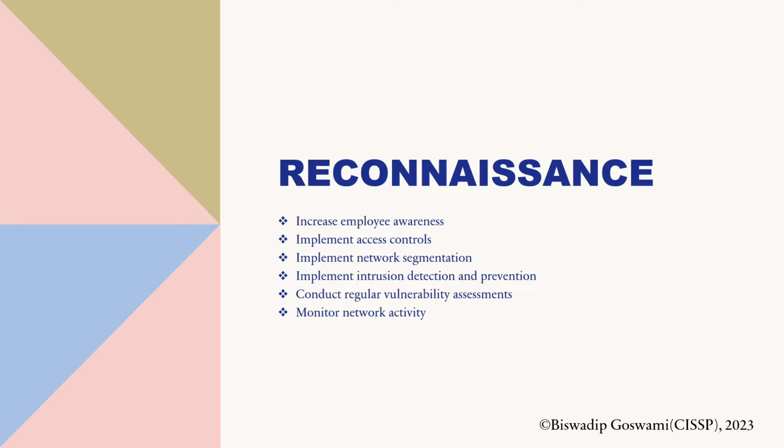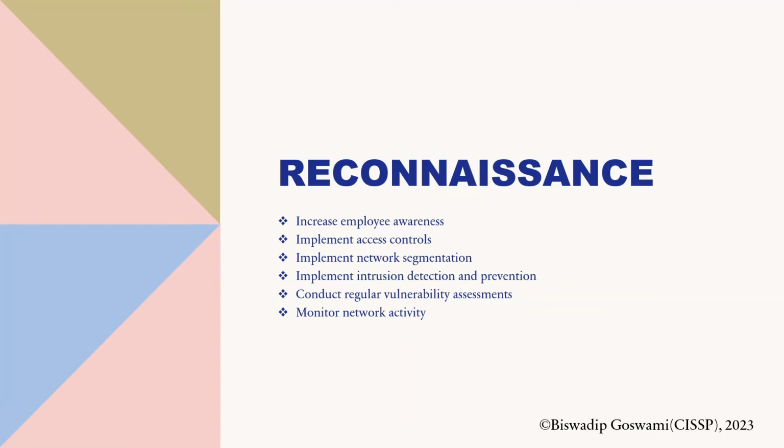The first step in mitigating reconnaissance is to train your employees to be vigilant and to recognize potential attacks. The organization should conduct regular security awareness training that covers topics such as social engineering, phishing, and other tactics used by hackers. Implement access controls. Implementing access control can limit the amount of information that can be accessed by unauthorized users. This can include implementing a least privilege model where employees are only given access to the information they need to perform their job duties.